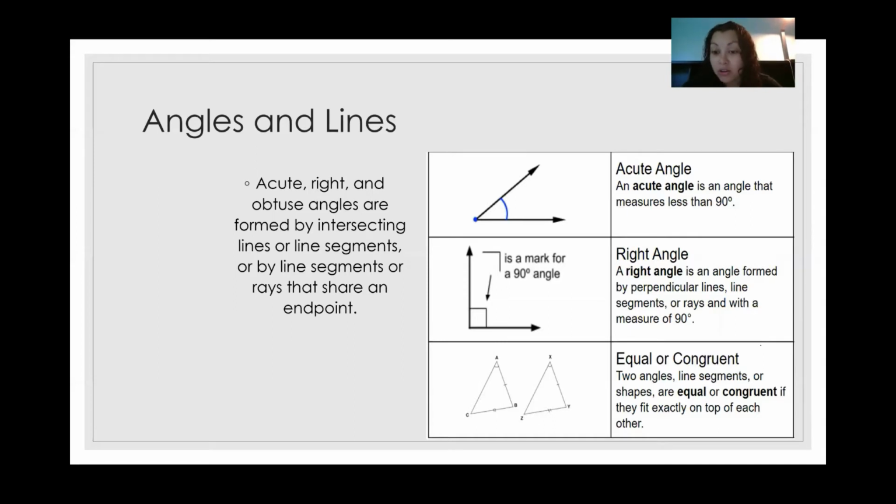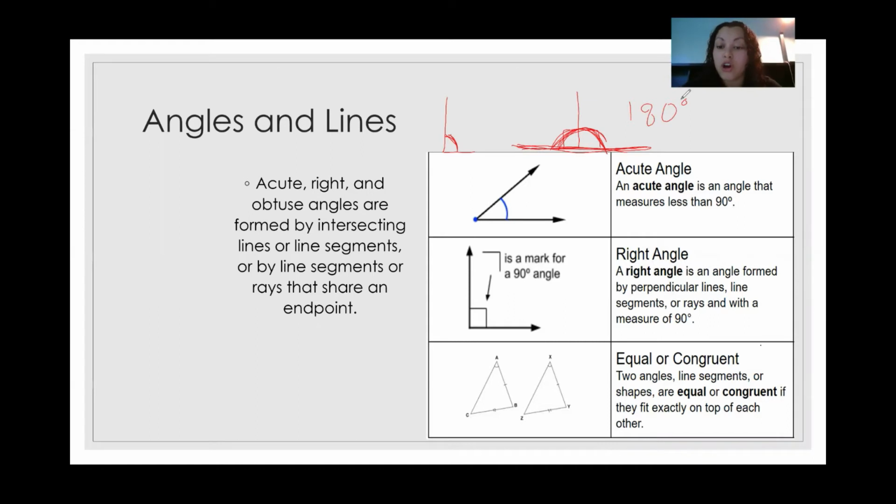A right angle, such as this, is an angle formed by perpendicular lines, meaning they meet at a point. So perpendicular lines and the line segments or rays have a measure of 90 degrees. So anything with a right angle has a measure of 90 degrees. So that means that if you have two 90-degree angles, so a flat line like this, the measure of the two angles together is 180 degrees.